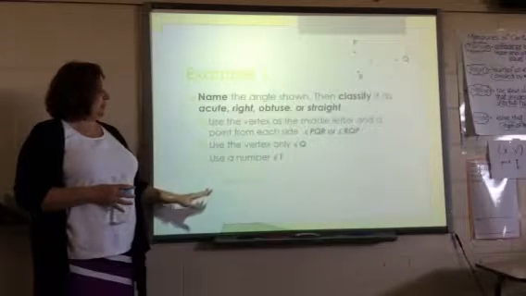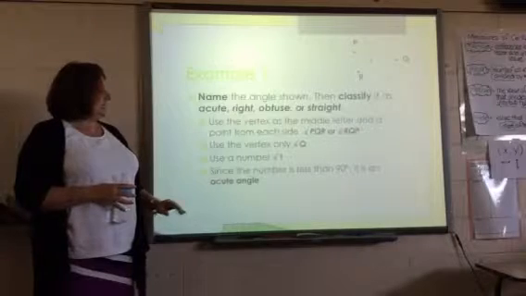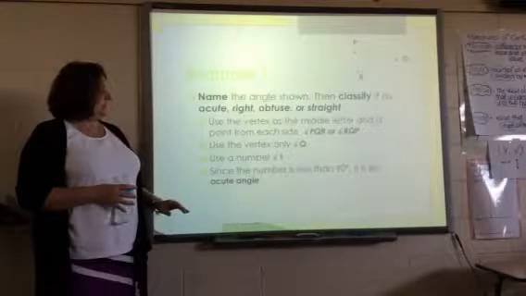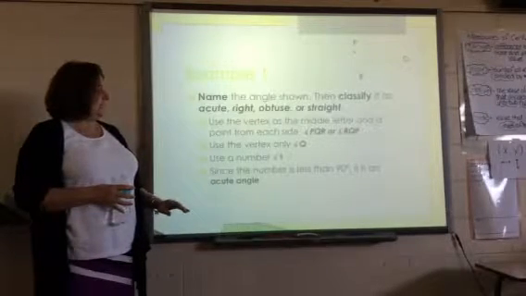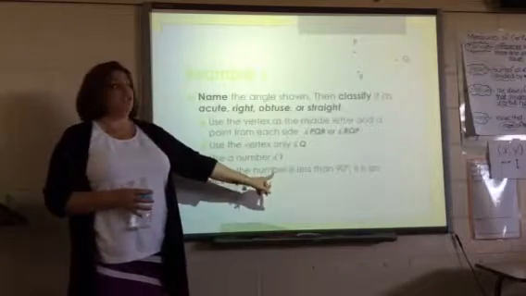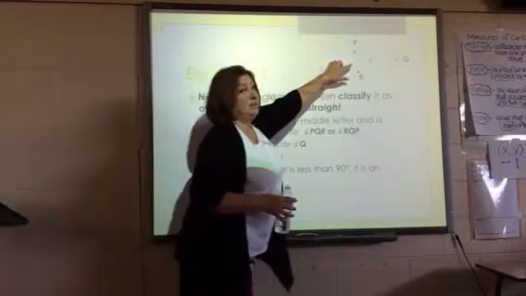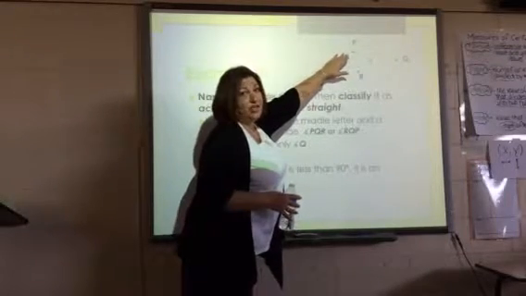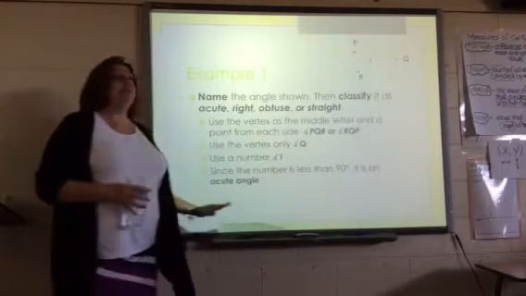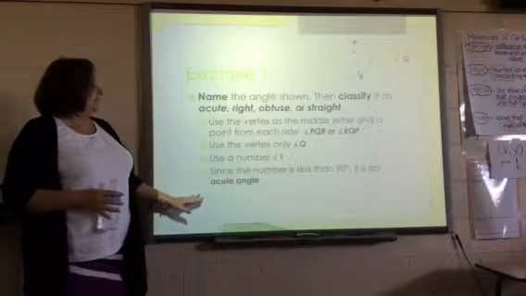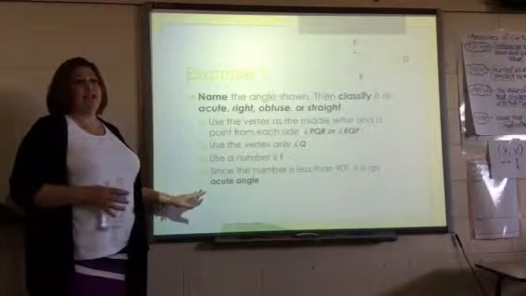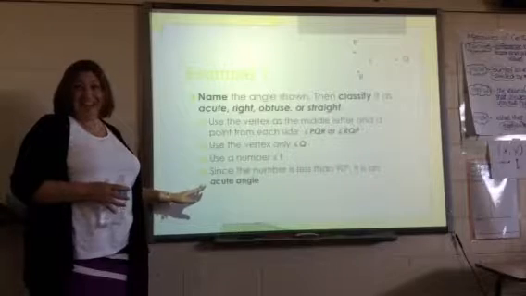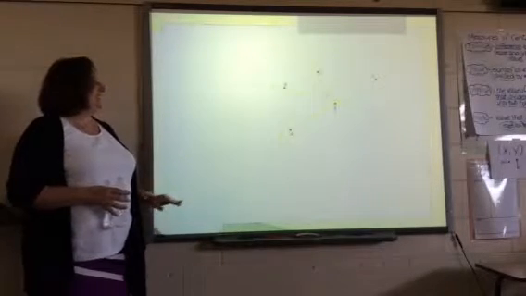So these are our 3 choices, and since the number is less than 90 degrees, it's an acute angle. And by number, I meant angle measure. Not the number 1, nothing to do with it, but since this angle, these sides, are less than 90 degrees apart, it's an acute angle. We can say it's acute angle. Isn't it cute? See what I did there?